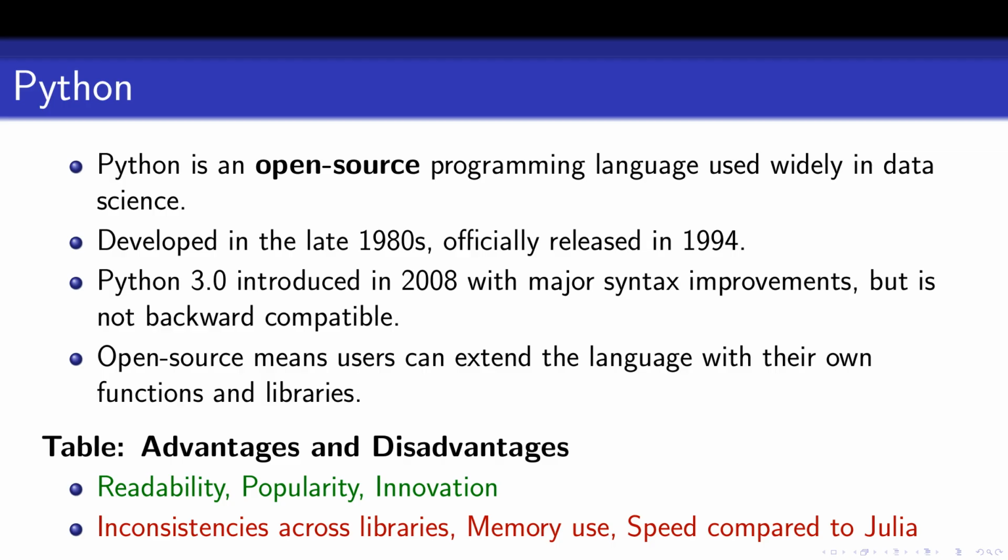However, there are trade-offs. Some users encounter inconsistencies between libraries, and Python generally uses more memory and runs slower than lower-level languages like C or more performance-optimized languages like Julia. Despite these limitations, Python remains one of the most accessible and powerful programming languages in the world today.